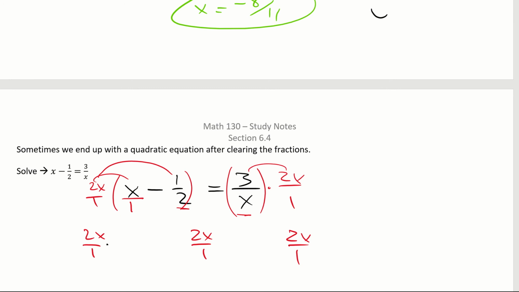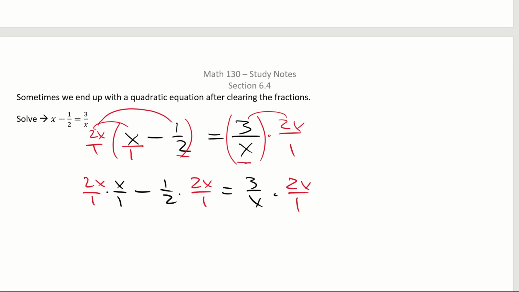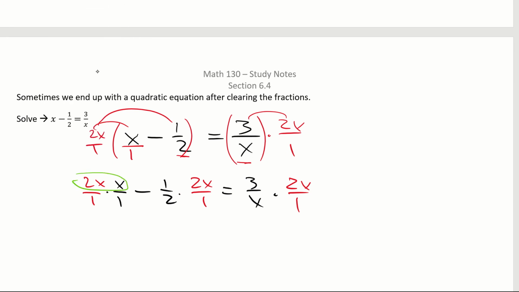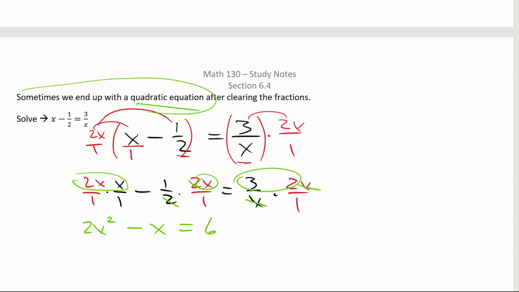Okay? So this is going to be times x over 1 minus 1/2 times that equals 3 over x times that. You see how it's so systematic. Here comes the green pen. The green pen allows us to cancel. No cancellation there. We get 2 times x times x. What the heck is that? It is 2x squared minus, cancel the 2's, who's left over? X. Equals, cancel the x's, what's left over? 6. Okay? Like I said up here, sometimes you get a quadratic equation. That's what this is. See the square?